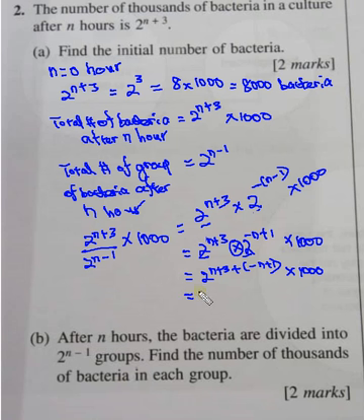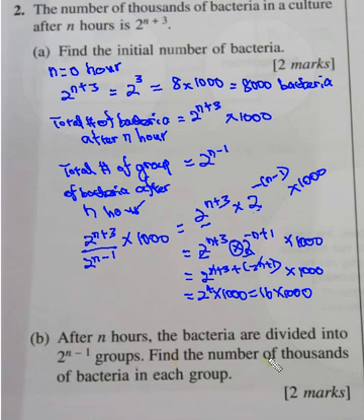Now, n cancels with this minus n. Then 3 plus 1 is 4, so it's 2 to the power 4 times 1,000, which is actually 16 times 1,000. So this is the number of bacteria per group, because it's divided by the total number of groups after the n hour.